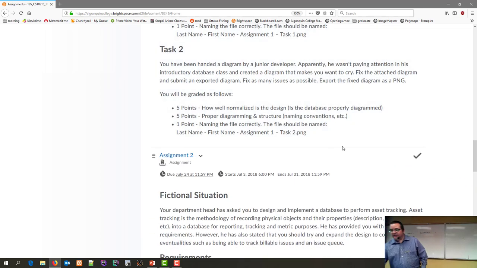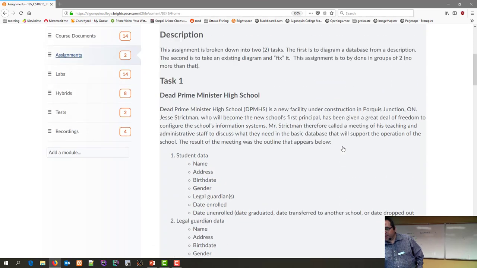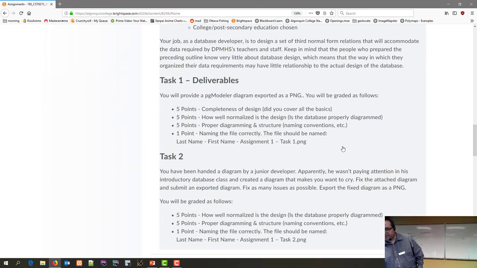And is the file actually there? Oh, bugger. I got to fix it. There is supposed to be a file in here, and it's not. You have been handed a file by a junior developer. They weren't listening in their database course. You're pretending to be me.